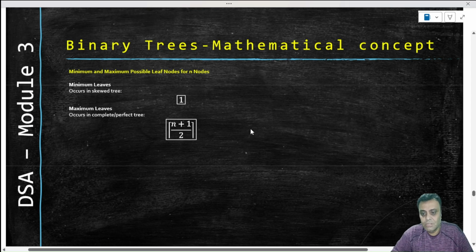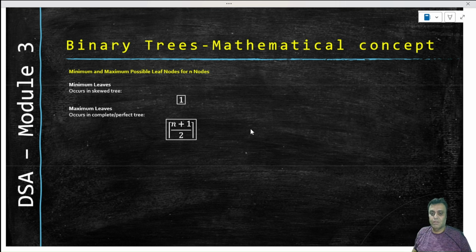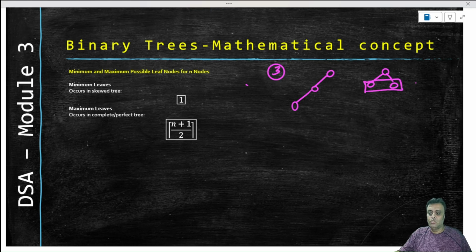The next is on the minimum and maximum possible leaf nodes for n nodes. Let's say I have 3 nodes. What is the minimum number of leaves that I can have? Minimum means I have only one leaf, right? If I would have created it like this, then I would have got 2 leaves. That is not minimum. The minimum is this. So if I skew it on the left side, then given 3 nodes, my minimum is 1.